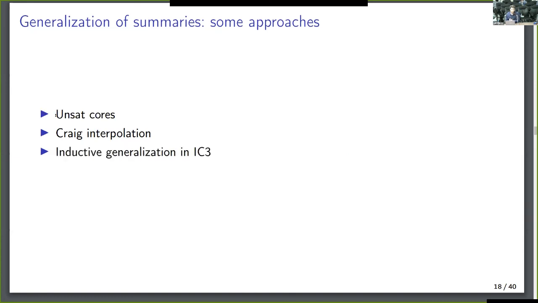There are other examples of generalization. One famous one is the inductive generalization in IC3 and so on. I will not talk too much about this.